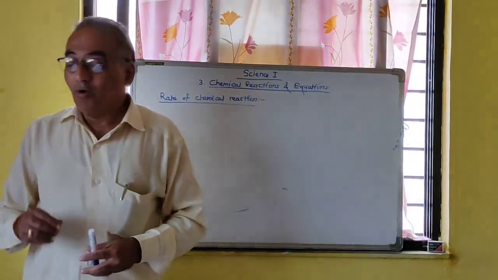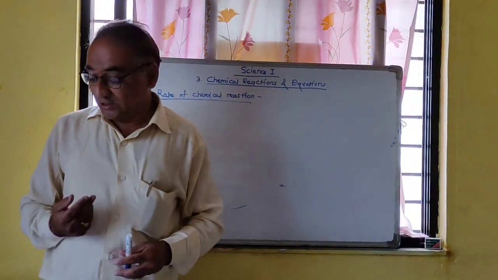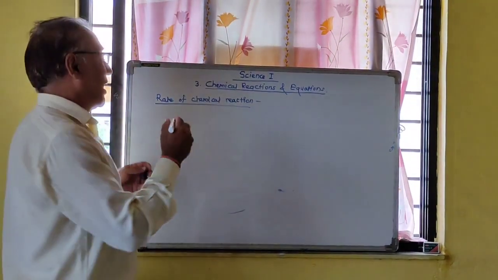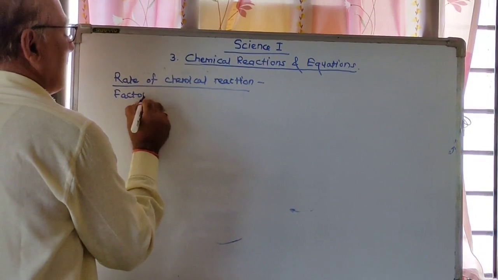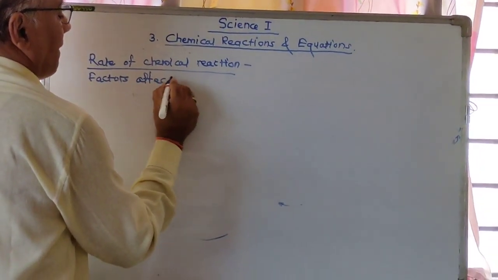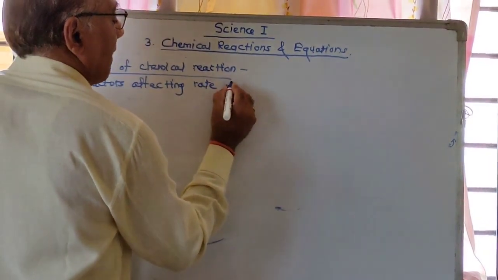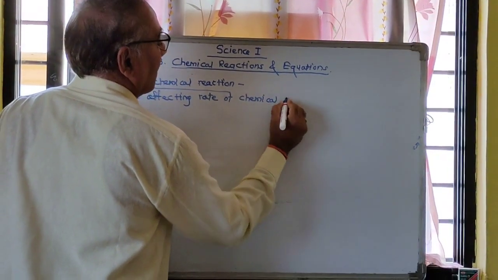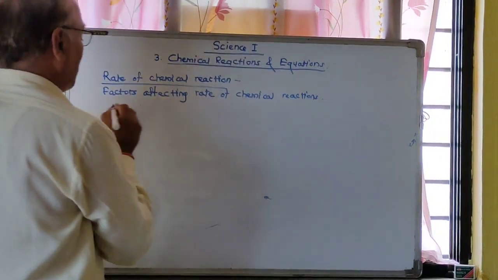Right? Now when we consider the factors which affect the rate of chemical reaction, those factors are: factors affecting rate of chemical reaction.